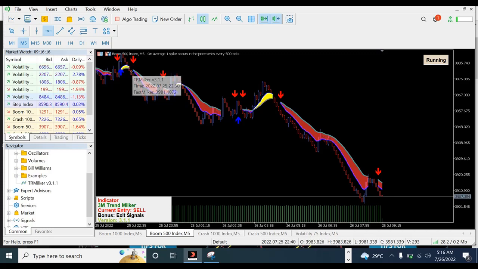So how do we know the sell trend? The sell trend always starts from the resistance zone. Here is a major resistance zone, okay.